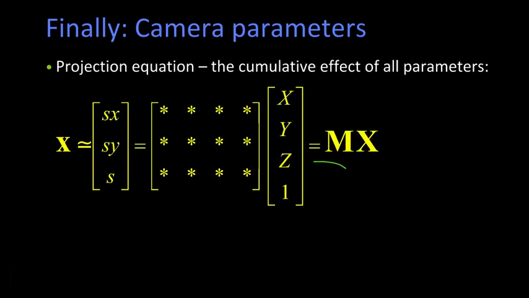That is, M is going to be this matrix that's going to take your world points in homogeneous coordinates and eventually get you out your image points, also in homogeneous coordinates. And what we're going to try to do is find that M.